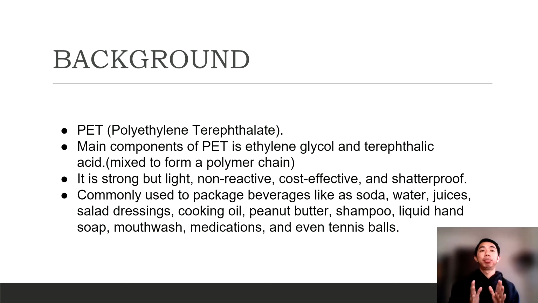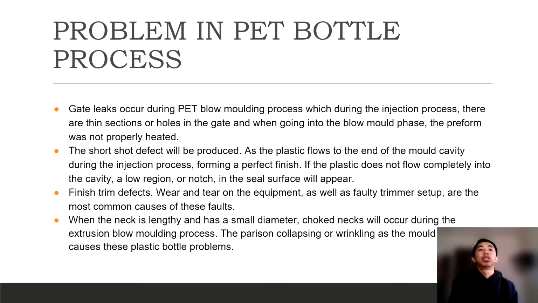So normally this PET is used for packaging beverages like soda, water, juices, salad dressing, cooking oils, and others. So there are several problems in the PET bottle process. First is gate leaks. This occurs during the PET molding process because there are thin sections or holes in the gate, and when going into the blow mold phase, the preform was not properly heated.